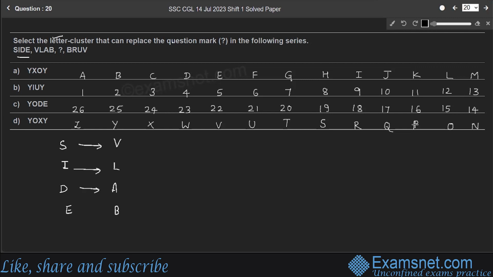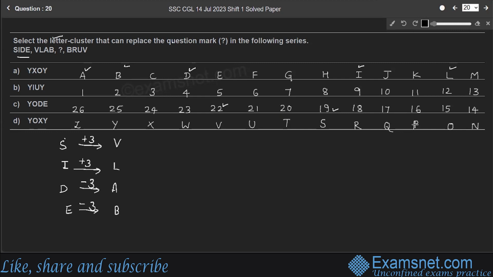So let us find S and V. The positional value of S is 19, V is 22. So we can write S plus 3 as V. Whereas I is 9, L is 12. So we can write I plus 3 as L. Whereas D is 4, A is 1. Therefore, we can write D minus 3 as A, and E is 5, B is 2. So again, E minus 3 as B, right?